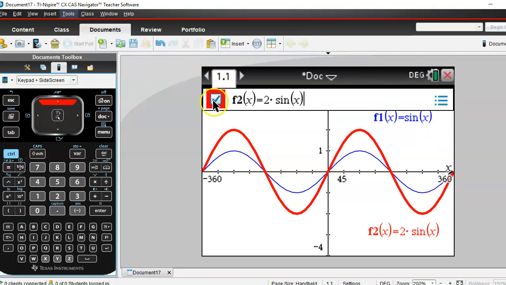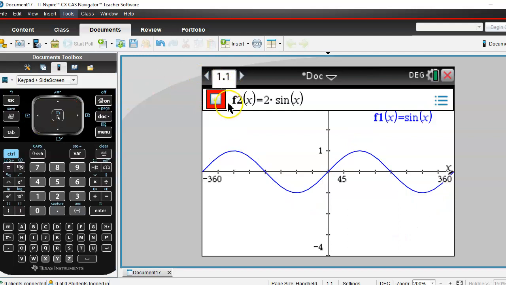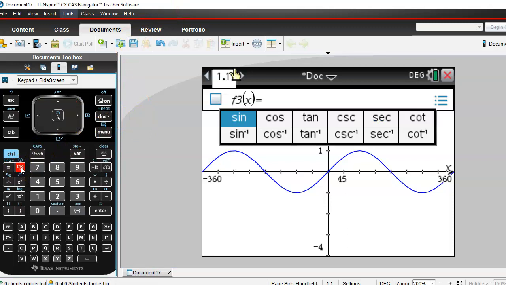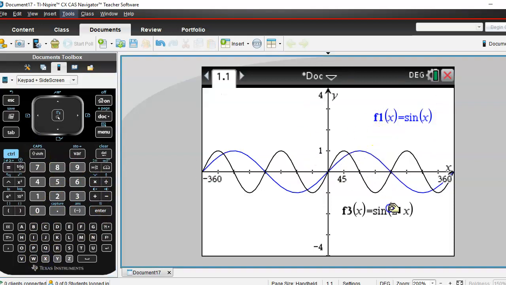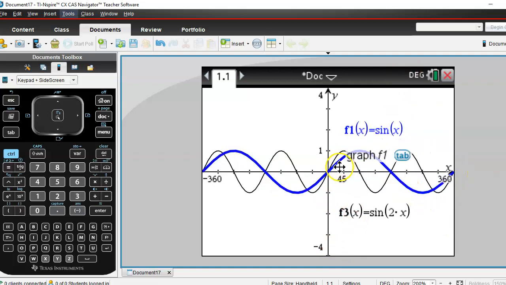I'll untick the amplitude one and then I'll make another one. This time, let's change the period. So 2 times x, enter. Okay, so here you can see the original one, that cycle is the 360 degrees. It takes 360 degrees to go through a full cycle.